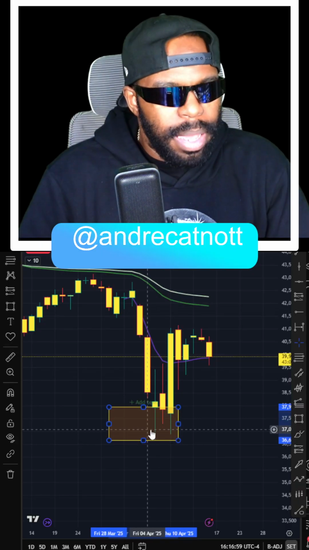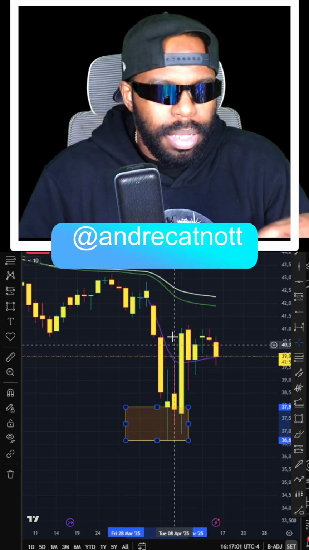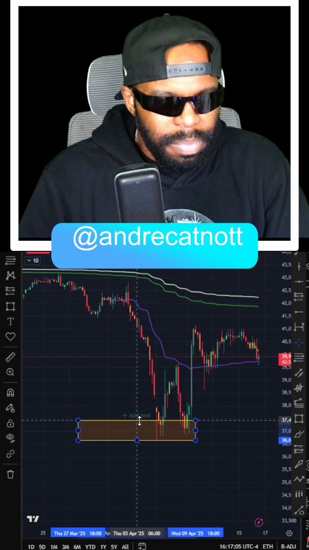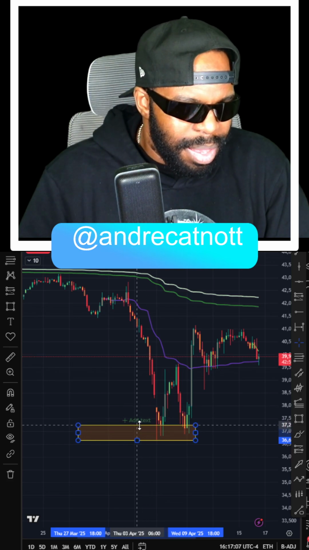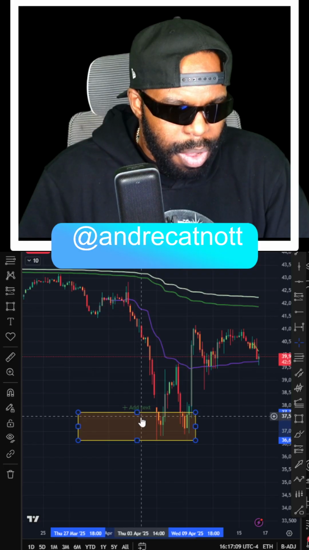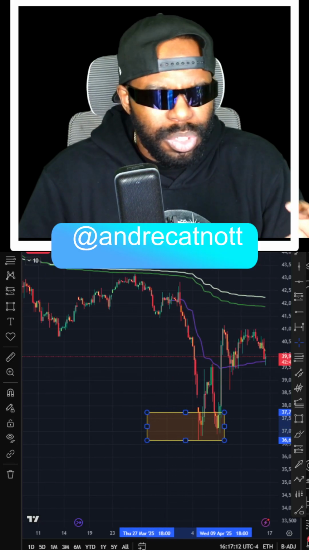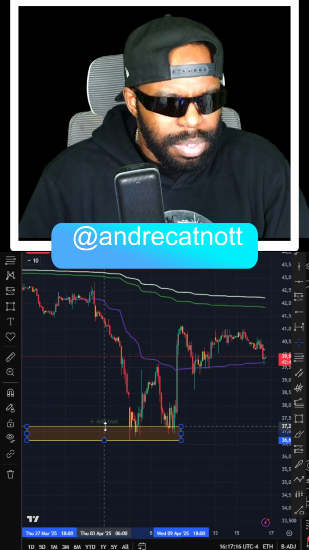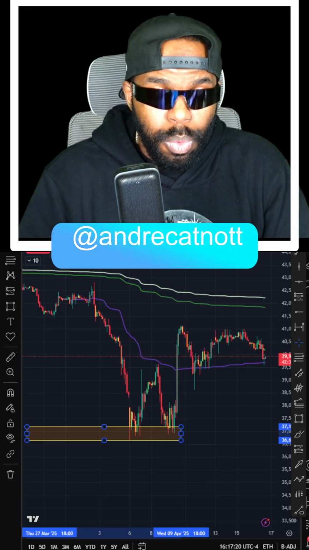Sometimes if the zone is too big, I break it down to the 4 hour time frame to adjust it and make it a little bit smaller, so I don't have the zone too big, if that makes sense. But this is the low, the previous weekly low.